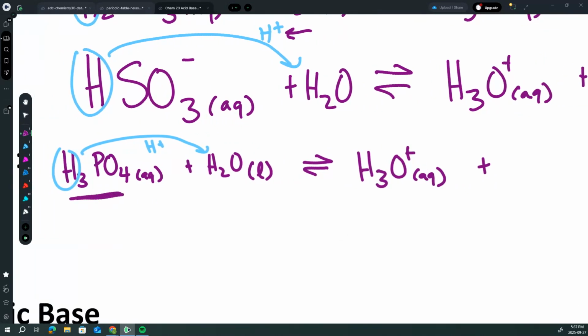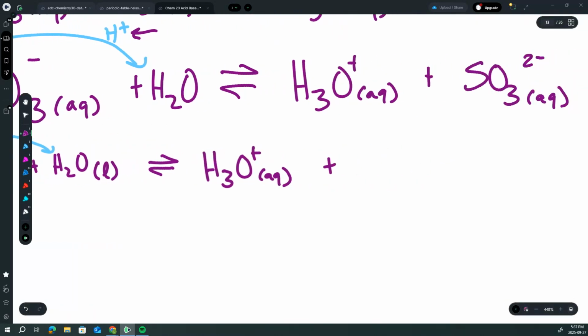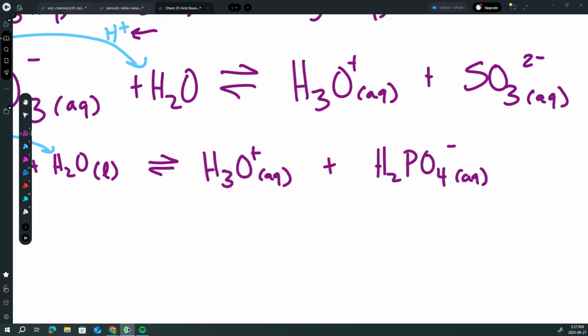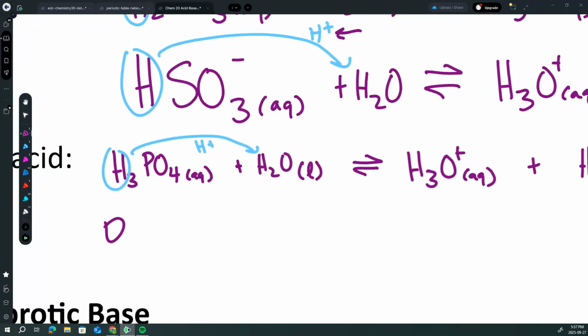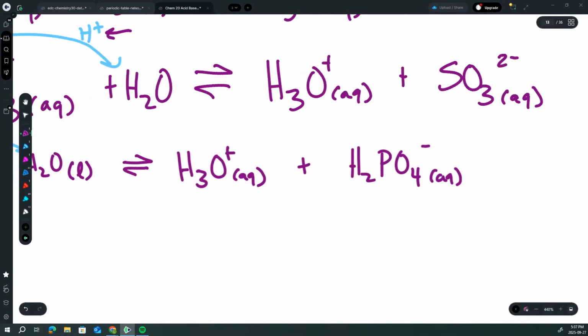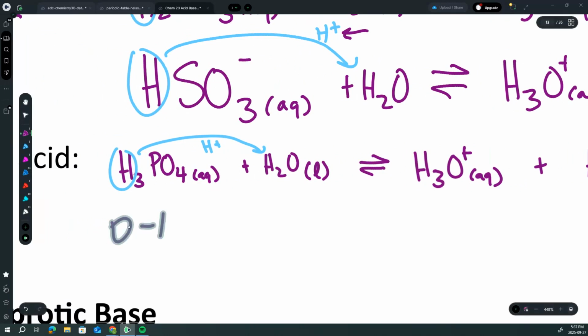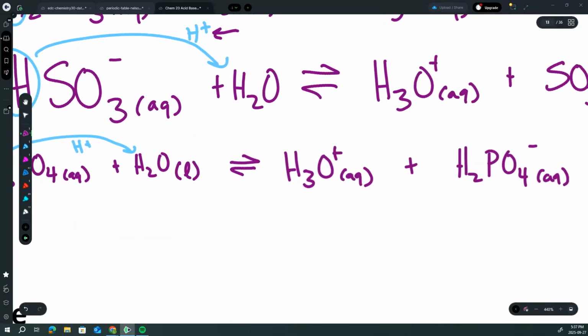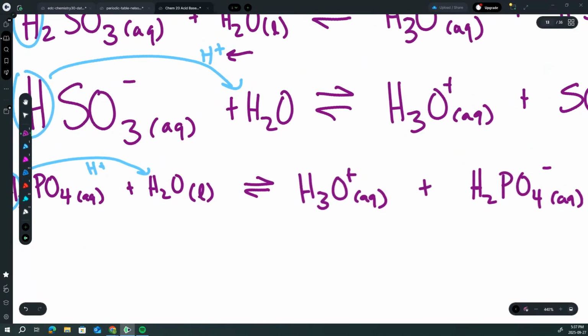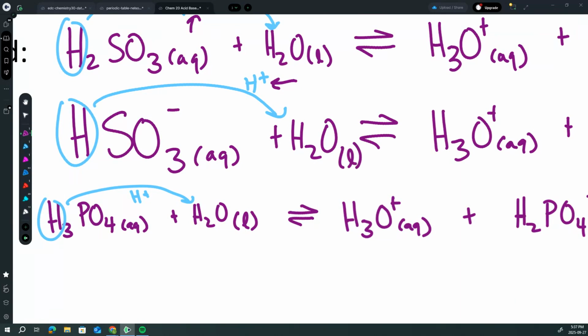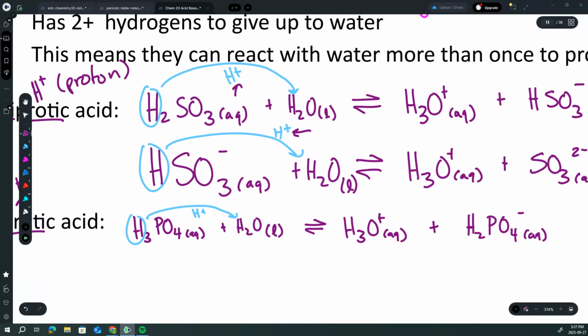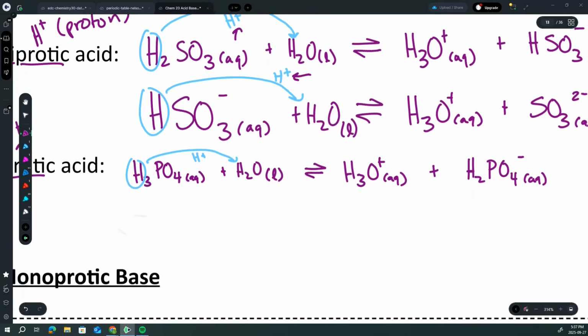Plus, now we got to imagine our acid with just one less hydrogen. So H2PO4, and it's going to have a 1 minus charge. Why? Because it started out neutral and then we lost a 1 plus charge, so that's why it's 1 negative. And another thing to watch out for, always write out your states there. One other thing to watch out for, water is always going to be liquid in these reactions. Water is never aqueous. Okay, that's a common mistake that I see.